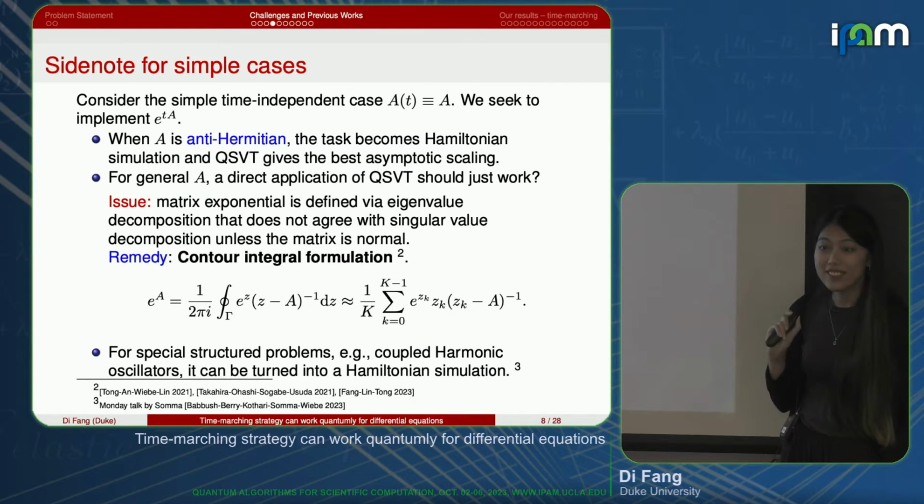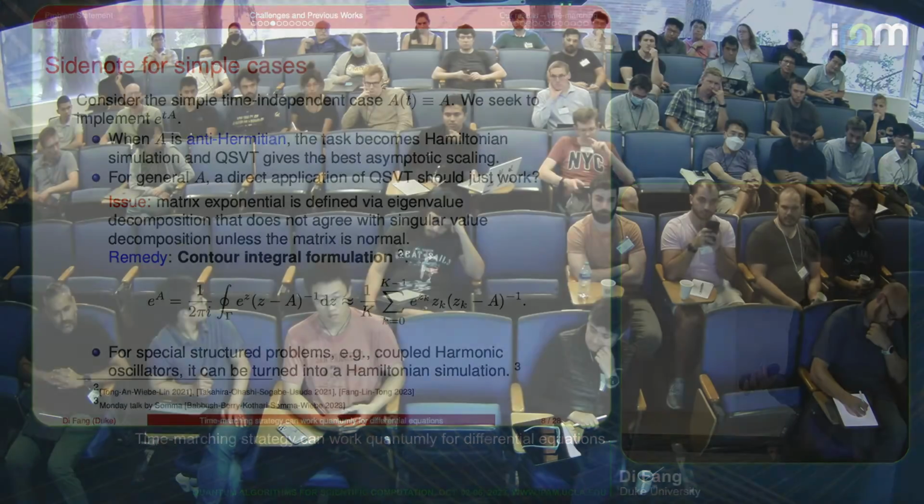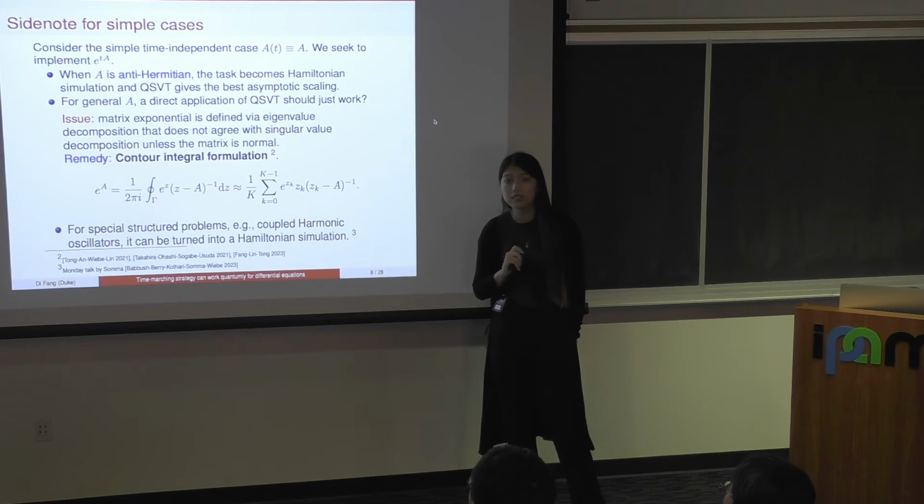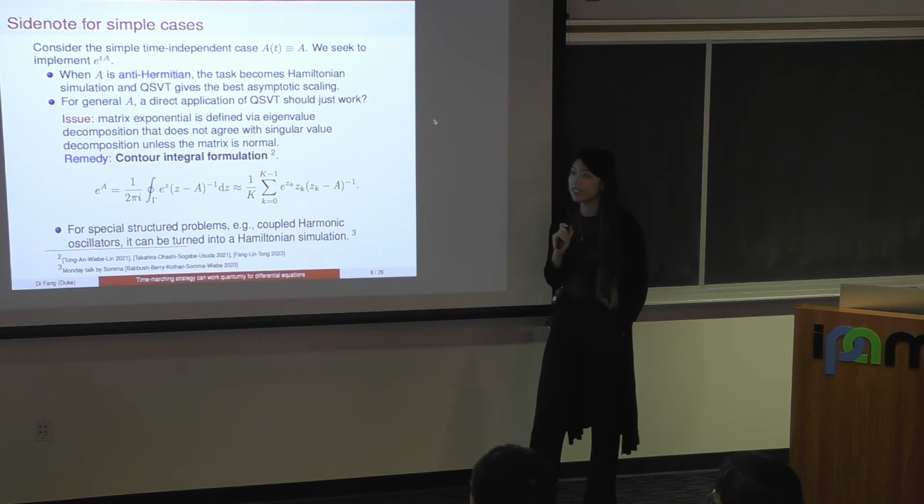And please. What is the contour here? The contour is something that you need to choose. For example, you can choose a rectangular contour or you can choose a circle. In our paper, we choose a circle and it's sufficient. Which contains all the eigenvalues inside? Yeah, that's right. That's very important. You need to contain all the eigenvalues inside.